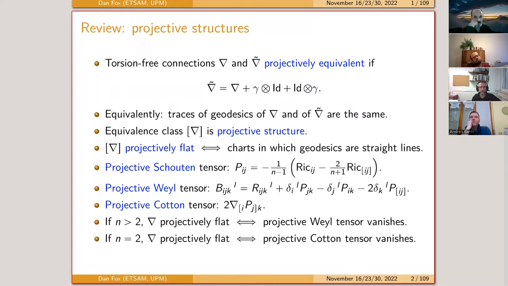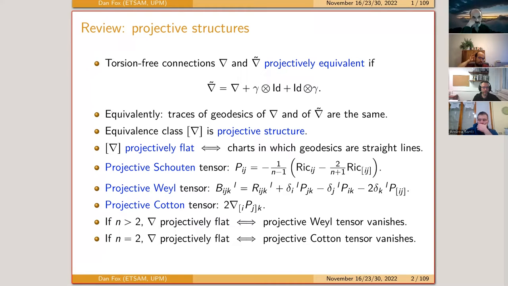Projective structures are another class; the story is essentially the same in a formal sense. Two connections, here I mean torsion-free connections on the tangent bundle, are projectively equivalent if their difference tensor is determined by a one-form in this way. What this means in practice is that the images of their geodesics, their unparameterized geodesics, are the same as sets. For instance, the hyperbolic metric and the flat Euclidean metric are projectively equivalent in this sense. I'll call a projective structure an equivalence class of connections in this sense. And it's projectively flat if there are local charts in which the geodesics can be realized as straight lines.